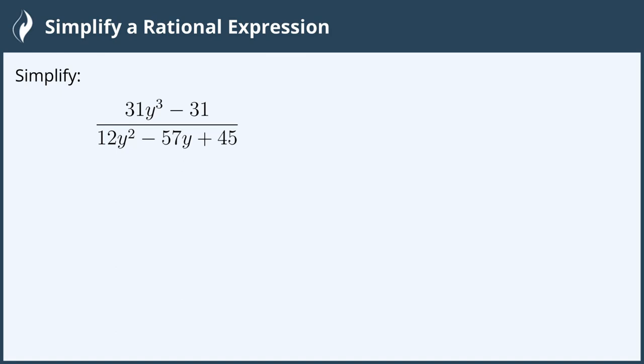Hi everyone! In this video we will simplify a rational expression. Simplify the quantity of 31y cubed minus 31 divided by the quantity 12y squared minus 57y plus 45.